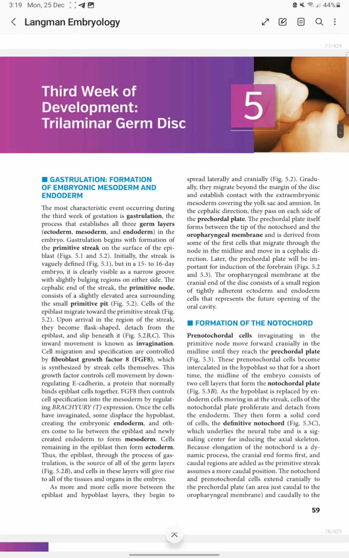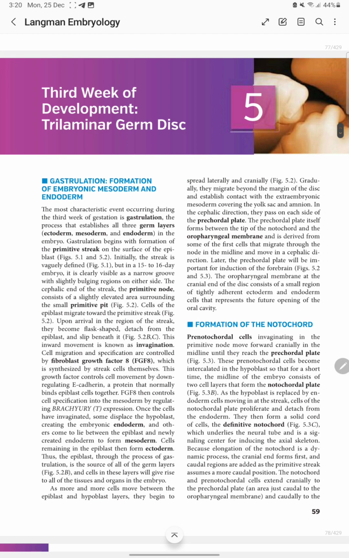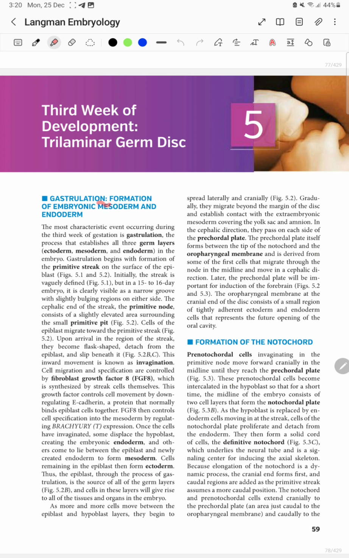So let's start. This is the Langman third week of development. Trilaminar germ disk. Gastrulation, formation of embryonic mesoderm and endoderm. So what is gastrulation? It is formation of embryonic mesoderm and endoderm. It is called gastrulation.